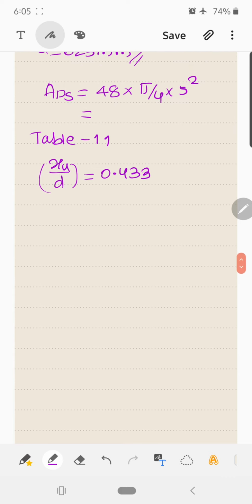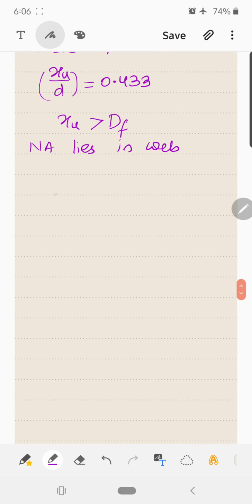And if you calculate XU, it will be greater than the depth of the flange. Therefore the neutral axis lies in the web. The assumption is wrong. Therefore you calculate the area of steel for the flange, and that is 211.76. Calculate the area of steel for the web, you will get 730.